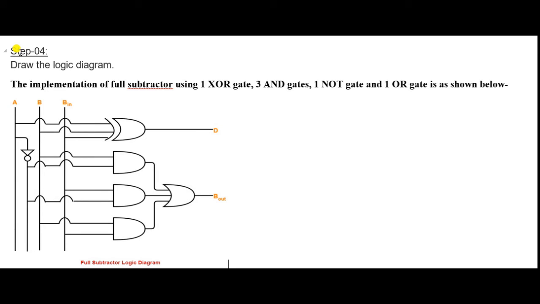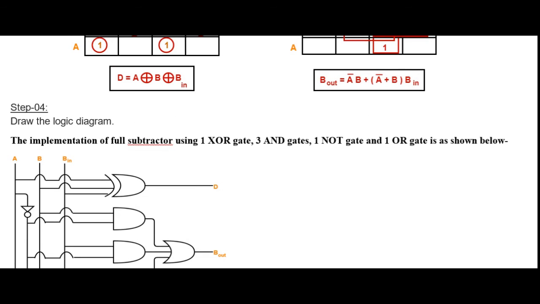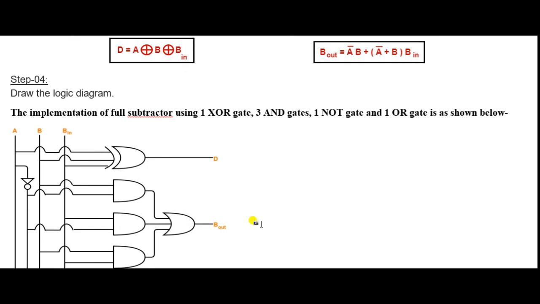Step number 4, draw the logic diagram. The implementation of full subtractor using 1 XOR gate, 3 AND gates, 1 NOT gate and 1 OR gate is shown in this diagram. Output function D equals A XOR B XOR B in.